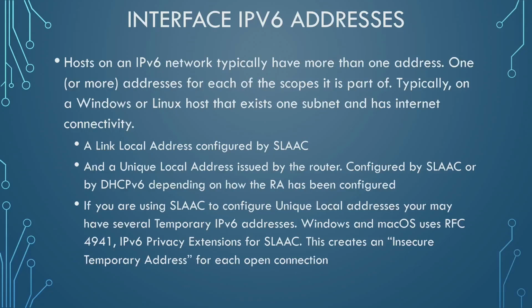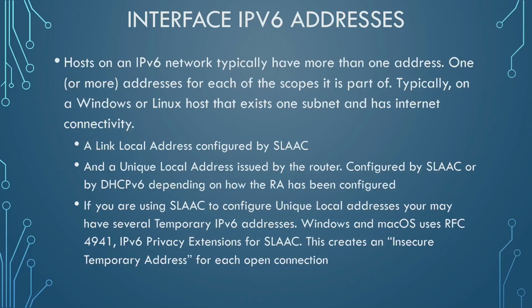If you're on a Windows or a macOS machine with IPv6 and you've configured your unique local address with SLAAC, both of these operating systems have implemented something in addition that is not currently built into Unix at the moment, or Linux at least, and that's RFC 4941, which is IPv6 privacy extension for SLAAC. Essentially what it does is create a temporary insecure address on the link local for that specific connection.